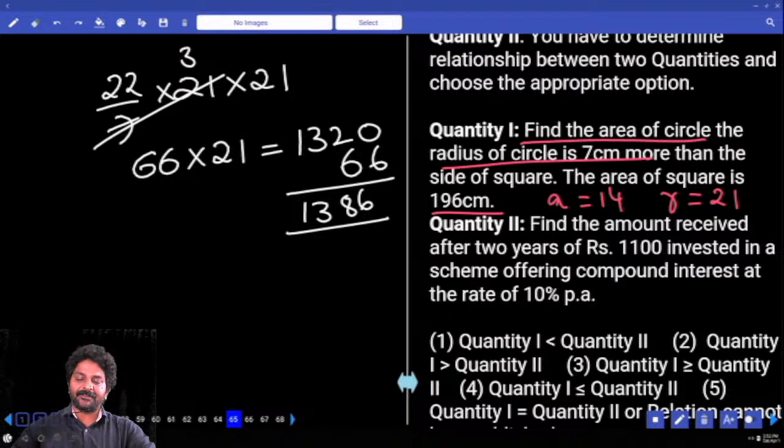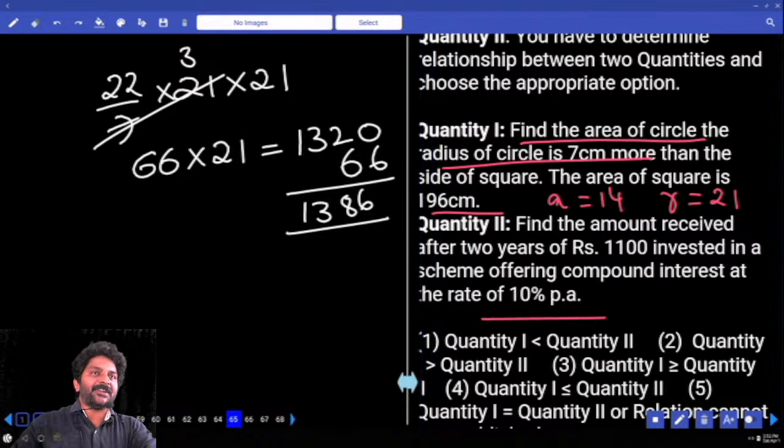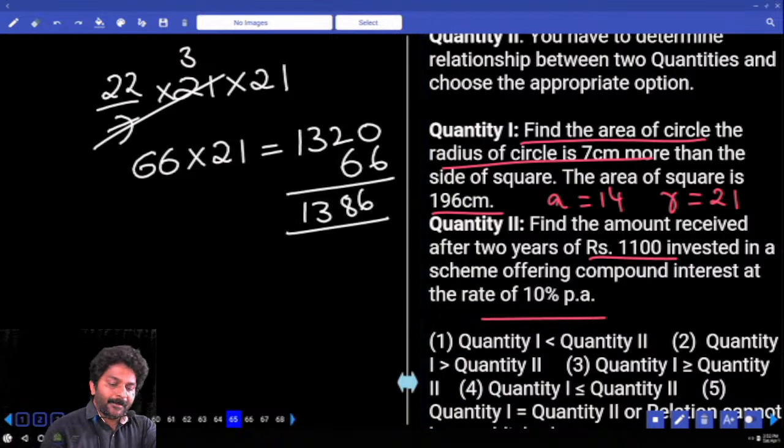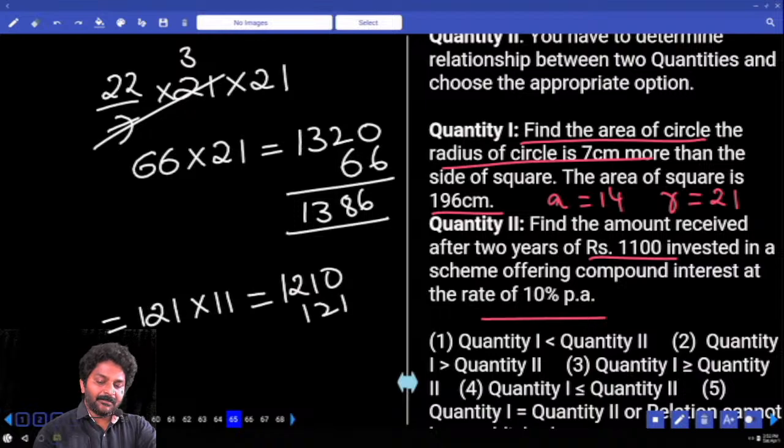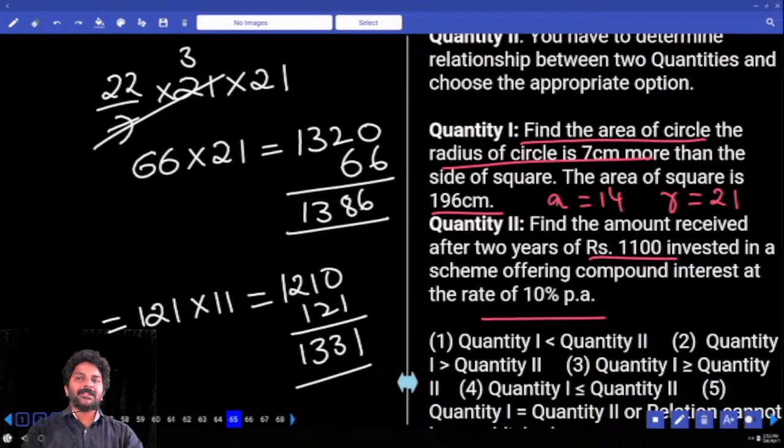Next, find the amount received after 2 years of 1100 invested in a scheme offering compound interest at the rate of 10% per annum. At the rate of 10% per annum, what is compound interest for 2 years? 21%. What is the amount received? 121%. Upon 1100 only? 121% in the sense, can I write it as 121 into 1% value? Come on. What is 1%? 11. 11 times in the sense 10 times plus 1 time. 10 times, 1 time, 1331. What was Q1? 1386. Q2? Q1 more than Q2.